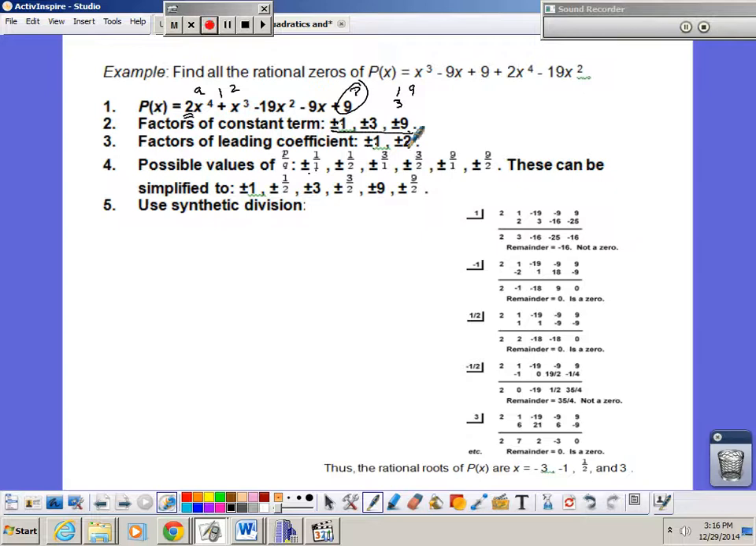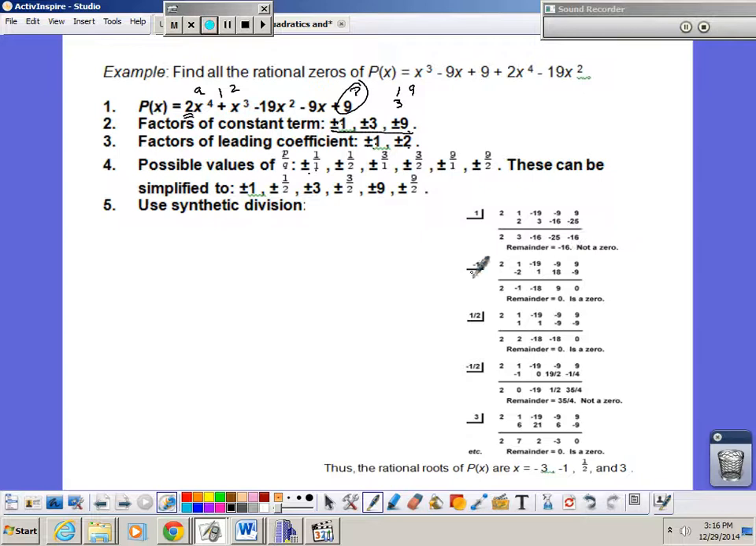You think, well, think here. 1, 2, 3, 4, 5, 6, 7, 8, 9, 10, 11, 12. There's 12 of them and there's 4 roots. Seems like a lot, huh? So they started off with positive 1. It came out to negative 16, so that's not a root.